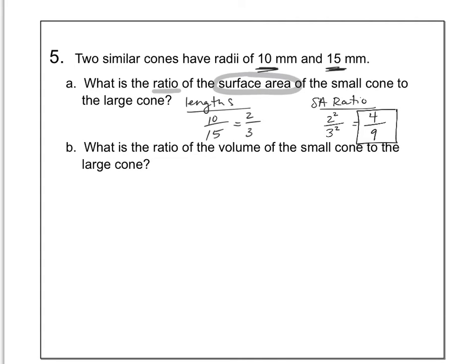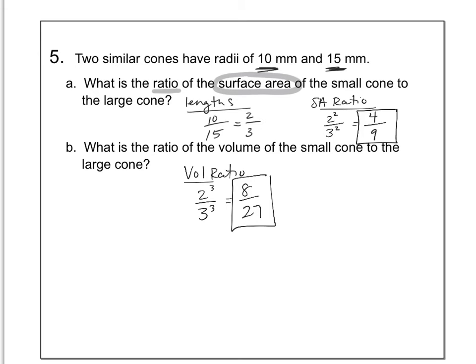Part B, what's the ratio of their volumes? Well, for volume ratio, you're going to take that 2/3 again, but this time you cube the ratio. So that is 8 to 27. And that would be the ratio of the volumes of the small to the large.